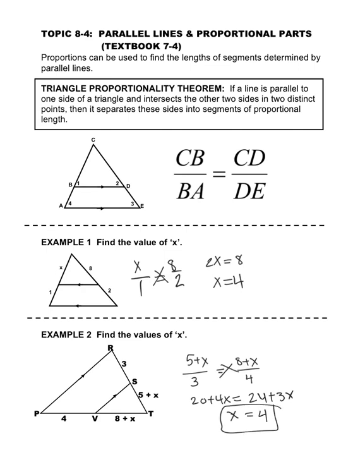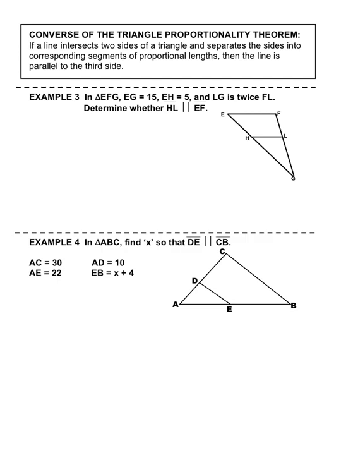4. All right, the next theorem that we're going to talk about is the converse of the triangle proportionality theorem. This theorem states that if a line intersects two sides of a triangle and separates the sides into corresponding segments of proportional lengths, then the line is parallel to the third side. So it's kind of the opposite of what the triangle proportionality theorem stated.